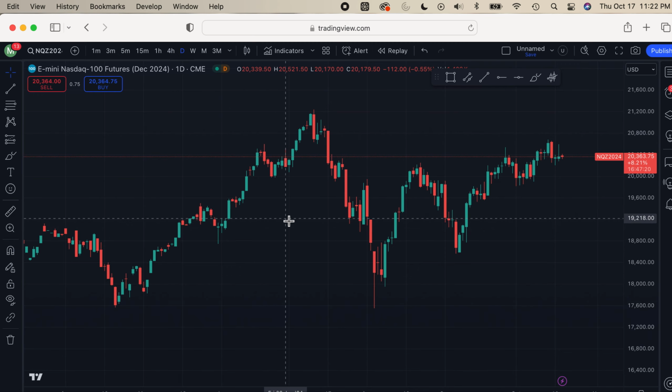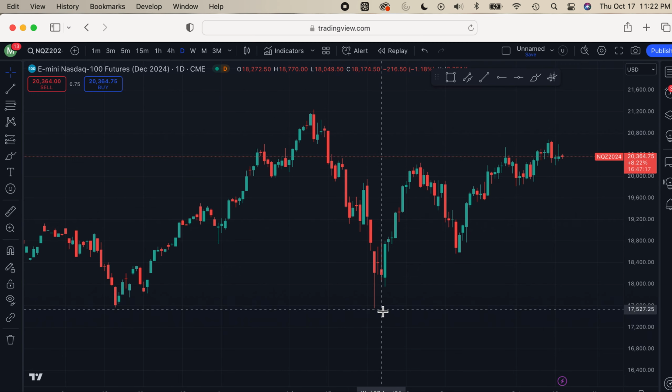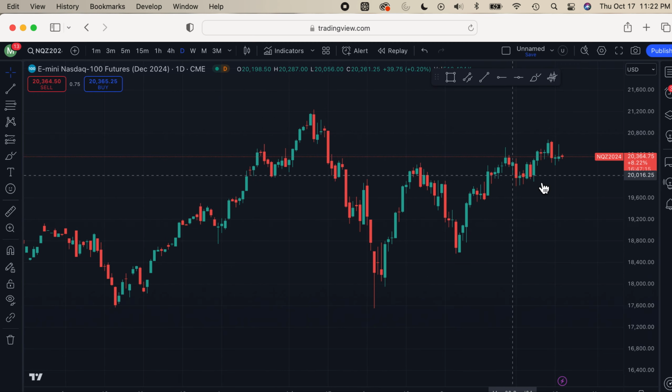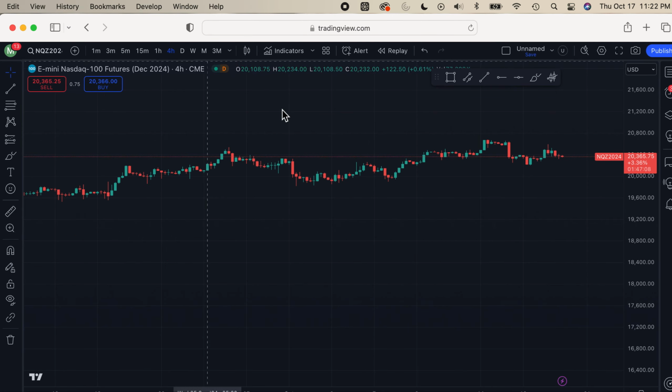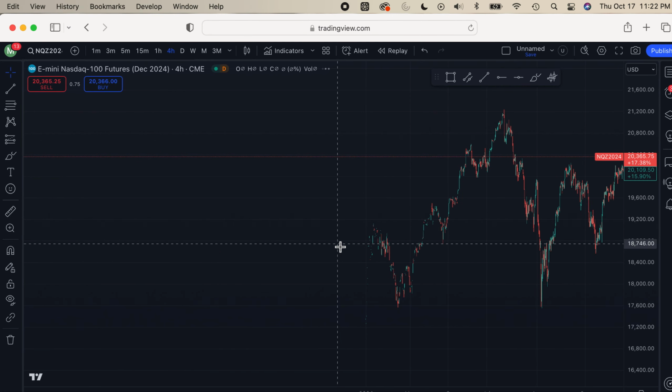This was a real bottom. This was a real top. This was a real bottom. Is this a real top? Let's look at it. Let's go into the 4-hour chart. Here's what I'm looking for on a real top.